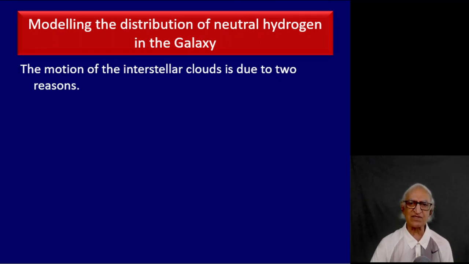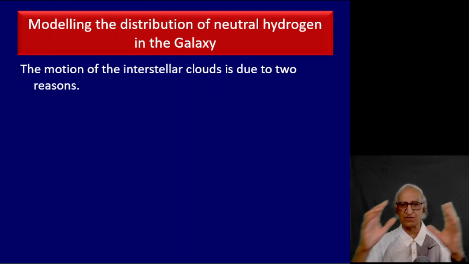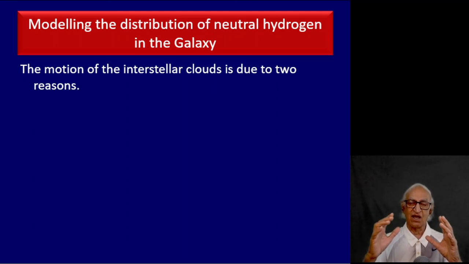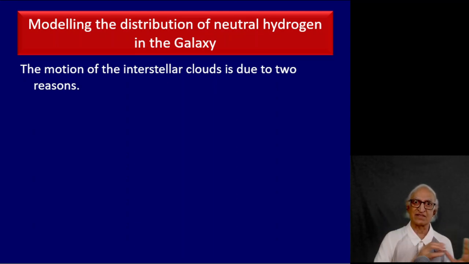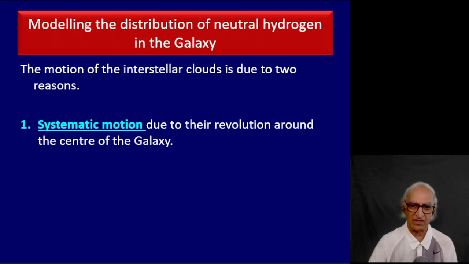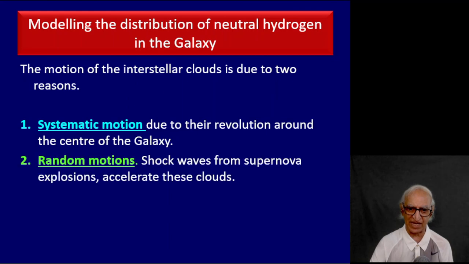Now, the motion of the interstellar clouds. First of all, because the cloud is at a finite temperature, the atoms are moving just like the molecules in the air in your room are moving. But what we're saying is that the clouds themselves are in motion. Why? One is they participate in the galactic rotation. There is systematic motion due to the revolution around the center of our galaxy. Then there are also random motions.